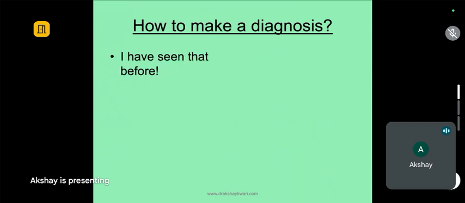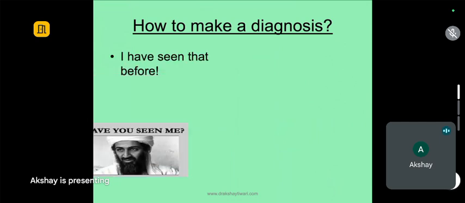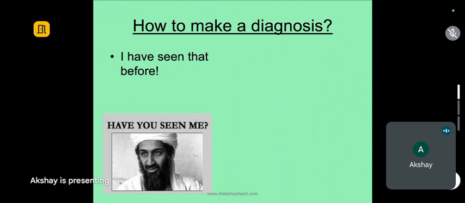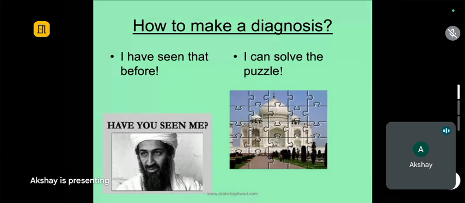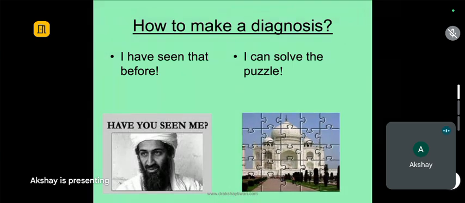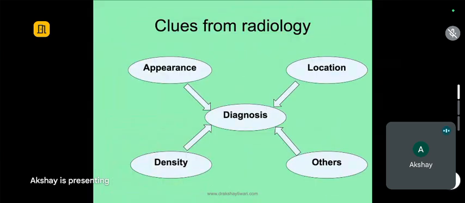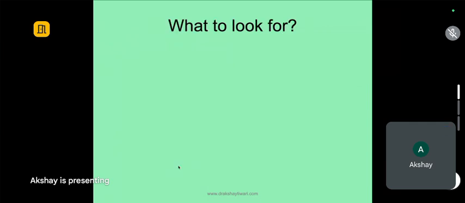So how to make a diagnosis? You can say, I've seen that before, so I know that this is the X-ray of so and so. But with you, a better way is to solve it like a jigsaw puzzle. You put pieces together and then say what it is. What do you look at? You look at the appearance of the X-ray, how it looks, location, density or the matrix, and other things. We'll see how. So when you look at the X-ray, you have to look for pattern of bone destruction, whether it's geographic or moth-eaten or permeative.